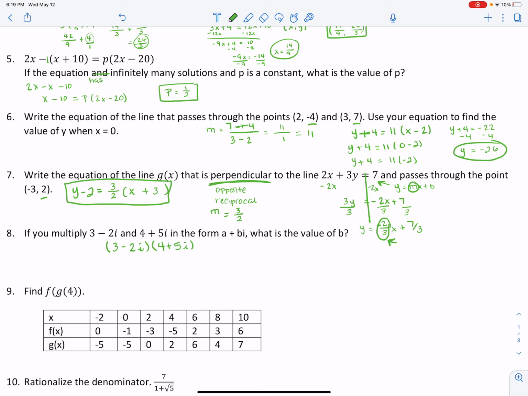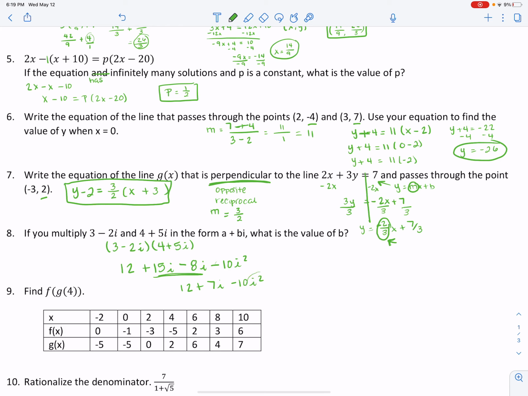So 3 times 4 is 12. 3 times 5i, 15i. Negative 2i times 4 is negative 8i. Negative 2i times 5i is a negative 10i squared. Combine like terms, so 12 plus 7i minus 10i squared.